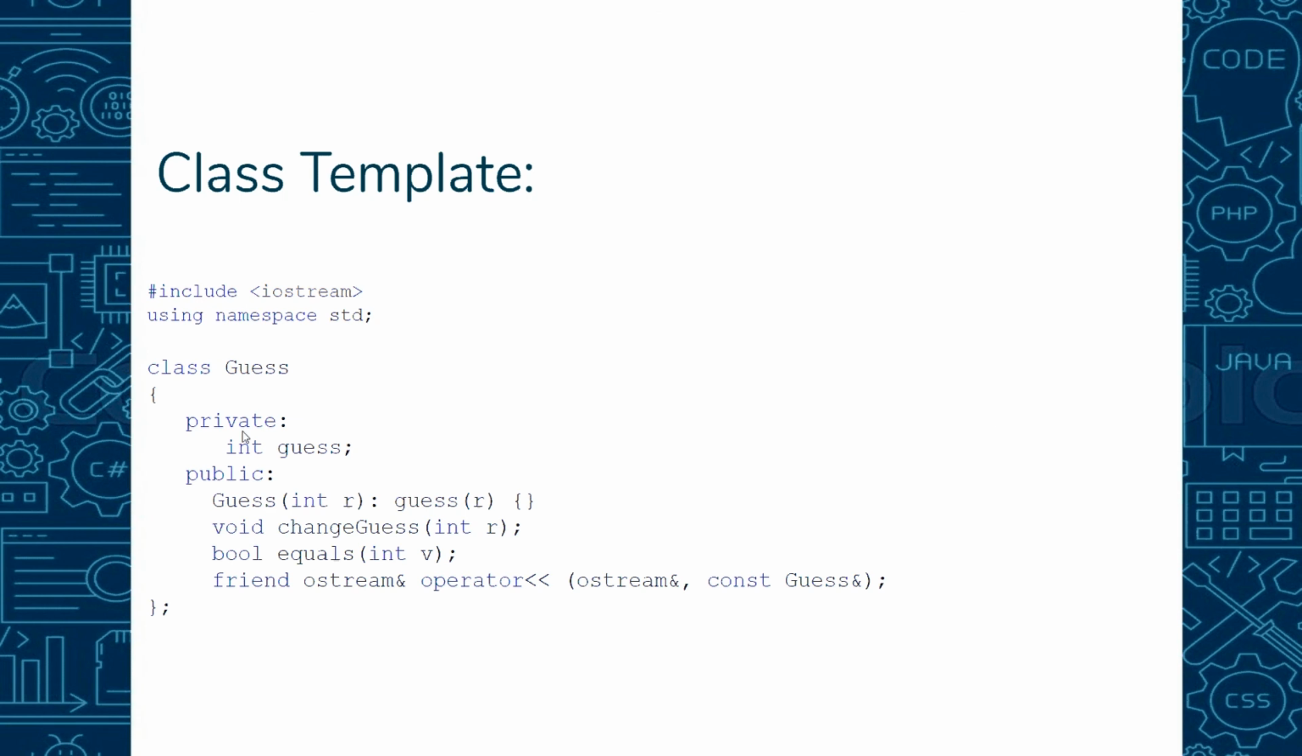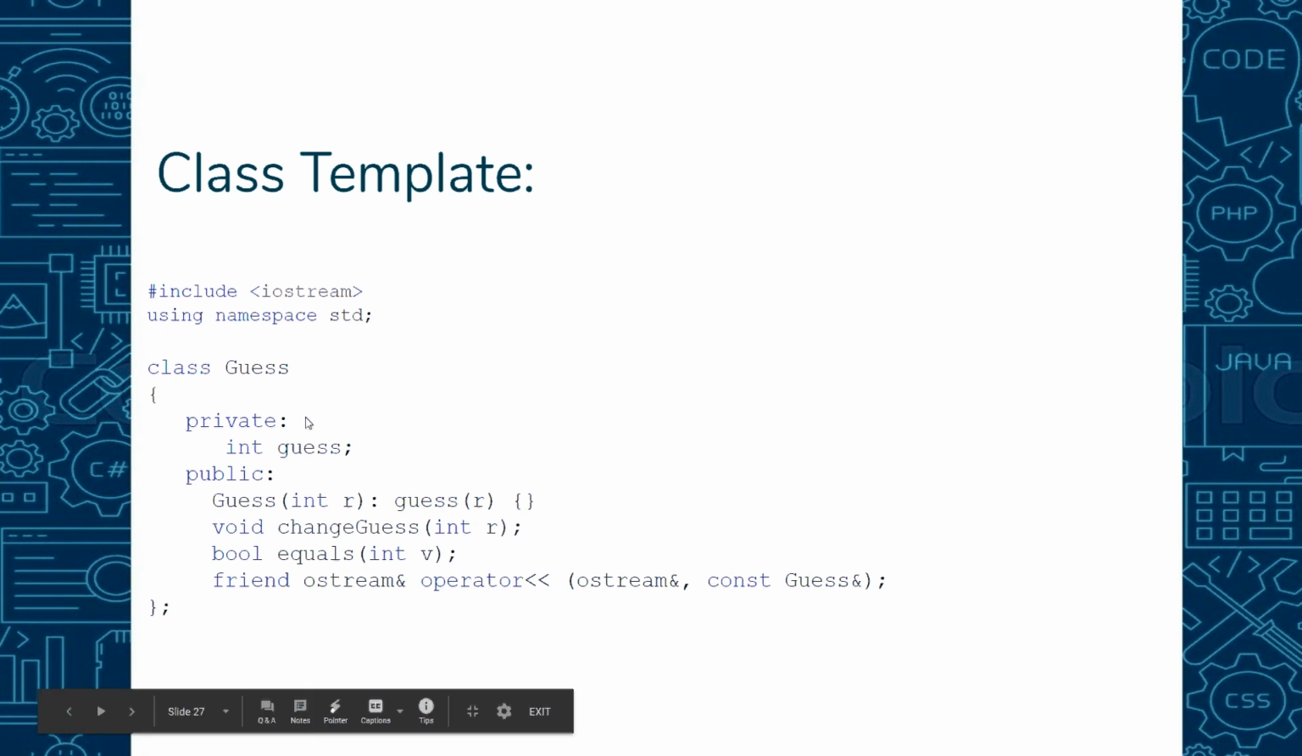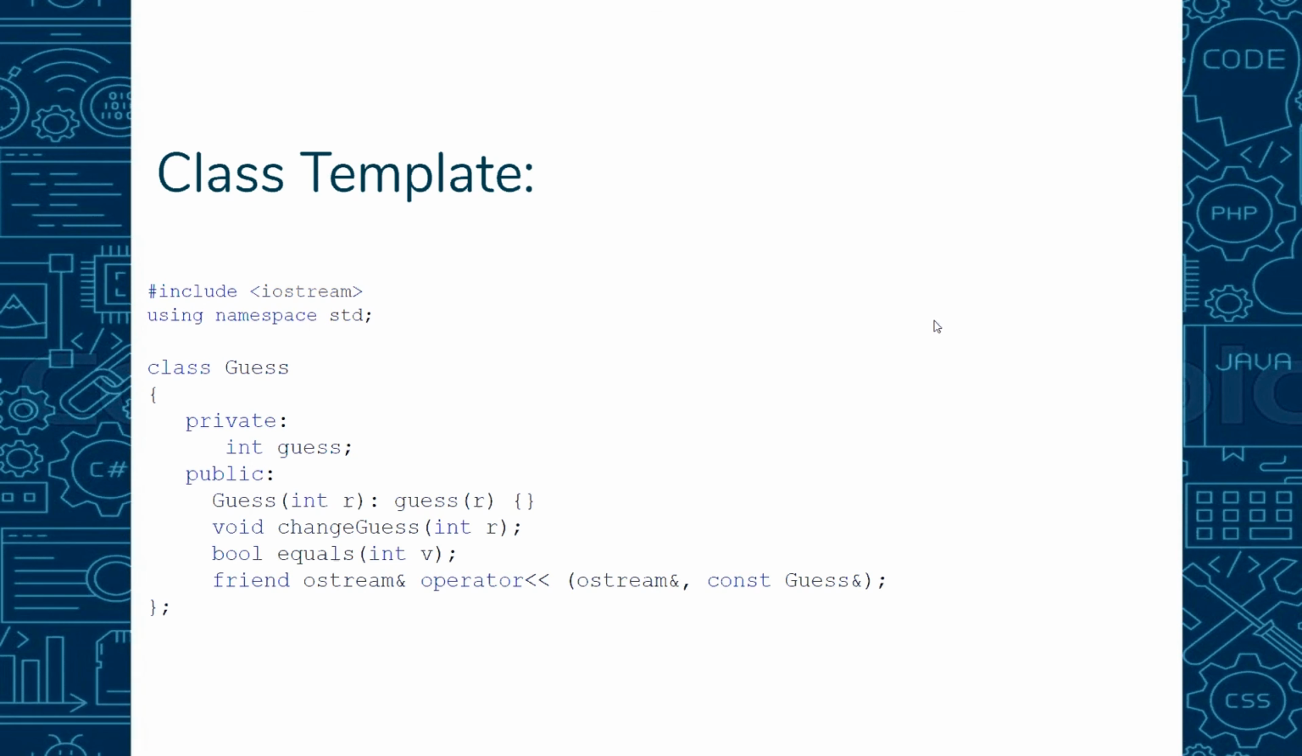Suppose I have a guess class, and my guess class has a variable so someone could guess a number that was an int, has a constructor and maybe a change guess and equals and then some sort of friend operator. Well, what if they didn't want to guess just a whole number? What if they wanted to guess a double or a name or a person or anything else? We could template this entire class to use, instead of an int, whatever the user specified or the programmer specified.